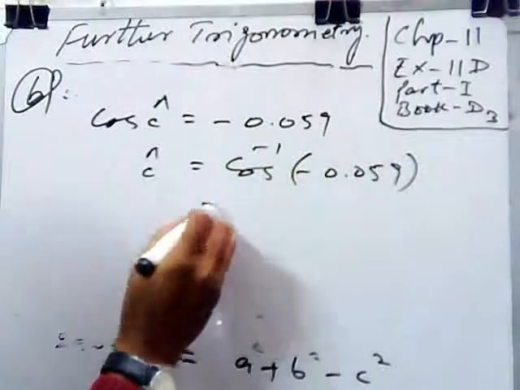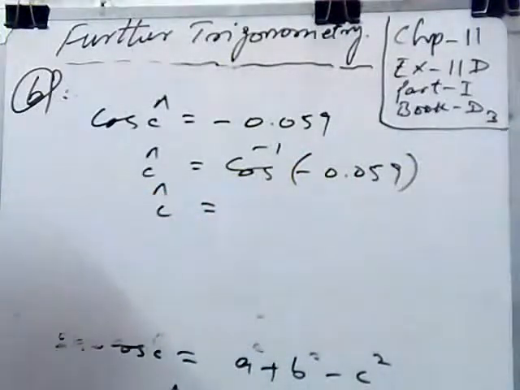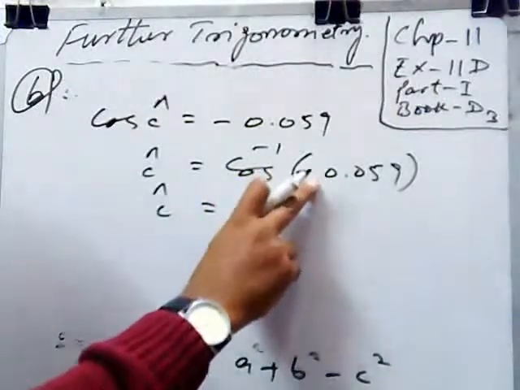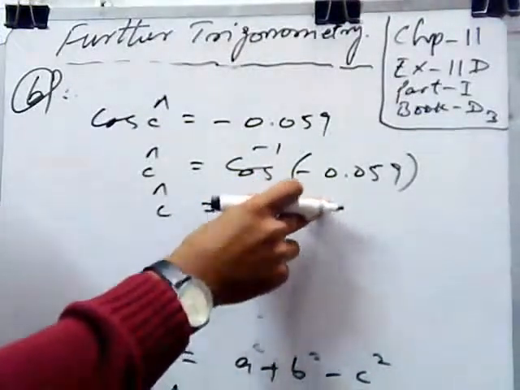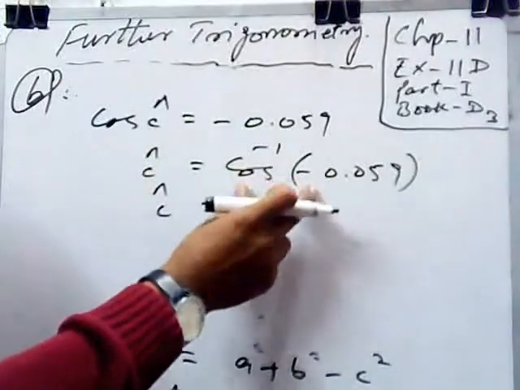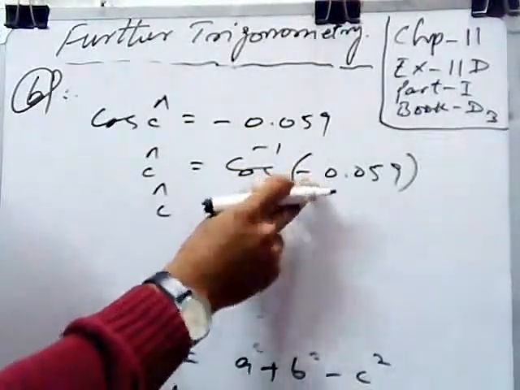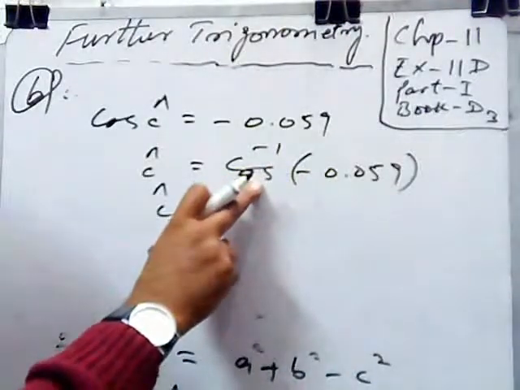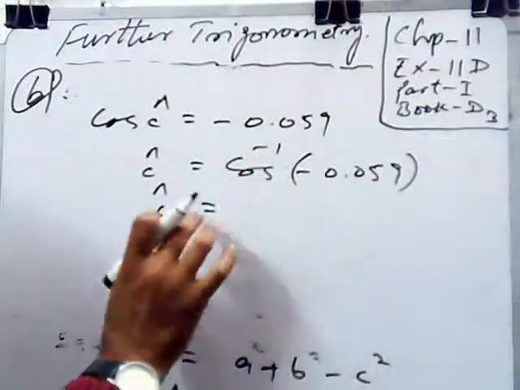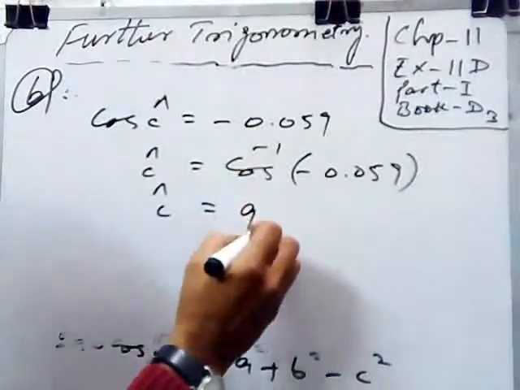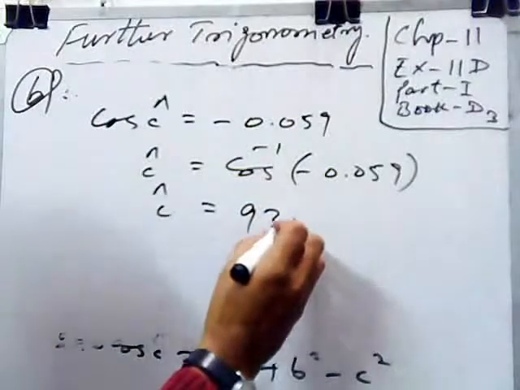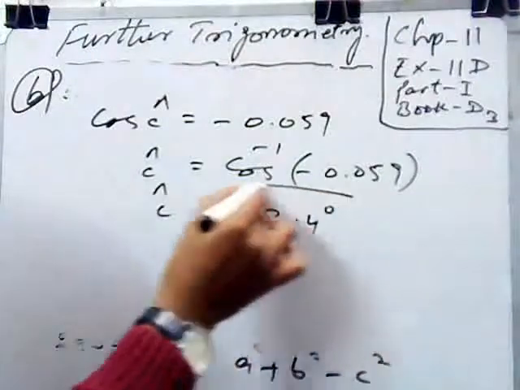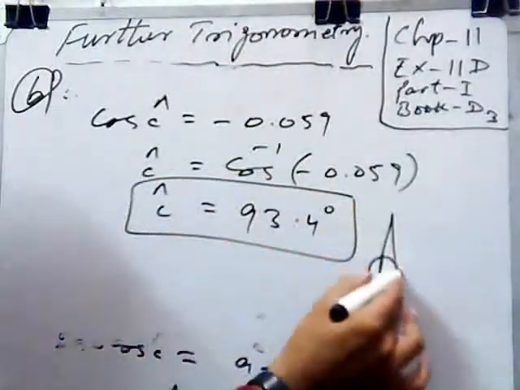So the angle C is, by using the calculator, in cos form the negative sign becomes positive, because cos has the ability to remove the negative sign. Whenever you find a negative sign in cos, whether it is cos inverse or cos, the negative sign is removed automatically. So it will give you by using calculator 93.4. If you put the negative sign and find the cos inverse, again the calculator gives you a positive result. So that is the answer.